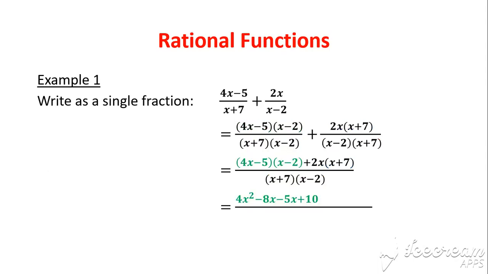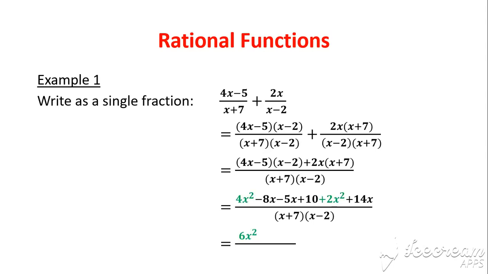Right, now we're going to expand out the top because we have to simplify it. So 4x minus 5 times x minus 2 expands out to give us 4x squared minus 8x minus 5x plus 10. And this 2x times x plus 7 expands out to give us 2x squared plus 14x. And I'm going to leave my denominator as x plus 7 times x minus 2. Right, we finally get to simplify it.